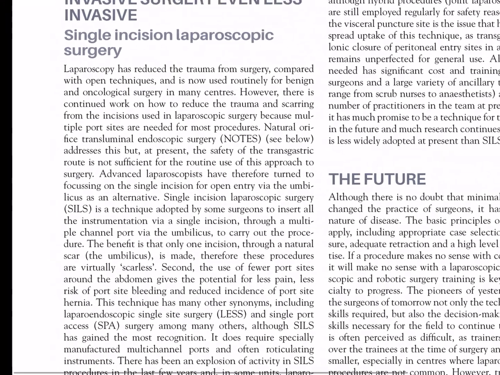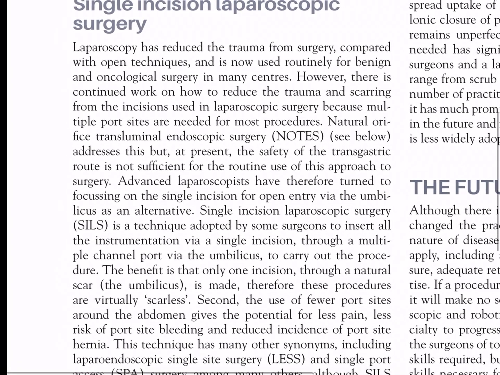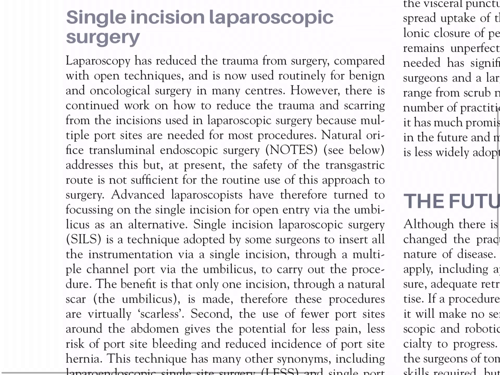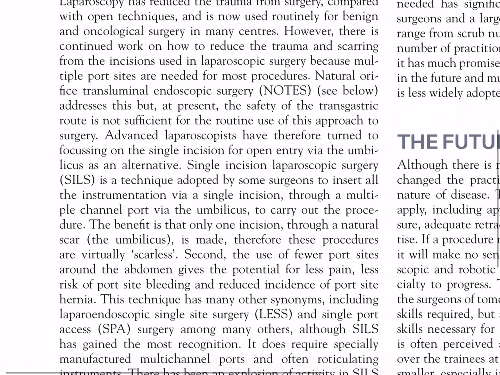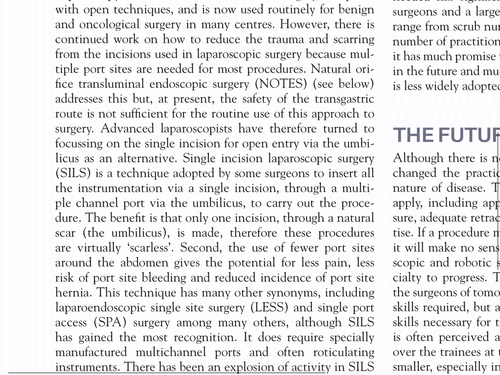Laparoscopy has reduced the trauma from surgery compared with open techniques and now is used routinely for benign and oncological surgery in many centers. However, there is continued work on how to reduce the trauma and scarring from the incisions used in laparoscopic surgery because multiple port sites are needed for most procedures. Natural orifice transluminal endoscopic surgery, NOTES, see below, addresses this, but at present the safety of the transgastric route is not sufficient for the routine use of this approach to surgery. Advanced laparoscopists have therefore turned to focusing on the single incision for opening entry via the umbilicus as an alternative.